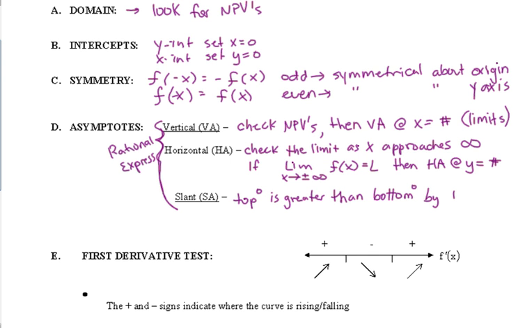No, if the bottom degree is, you said less than one? The top degree is greater than the bottom degree by one. Okay, so if that's not the case, then it would not be a slant asymptote. As x approaches infinity, you're going to have a number over a really big number. So you'd actually approach zero. So you'd have a horizontal asymptote at zero.